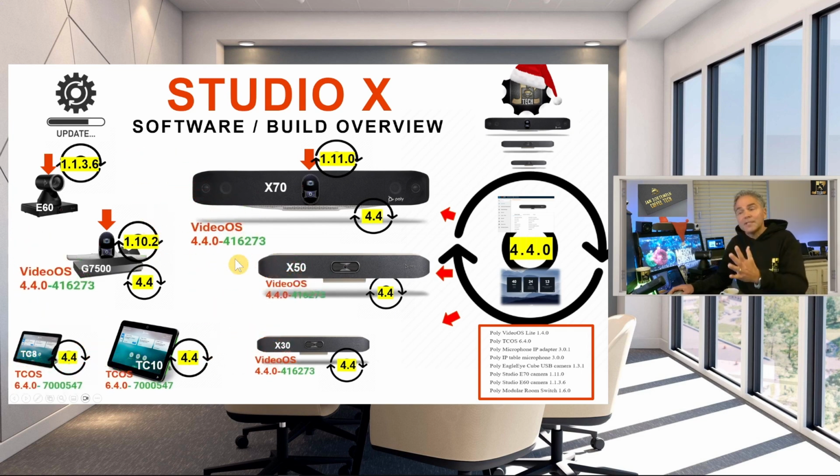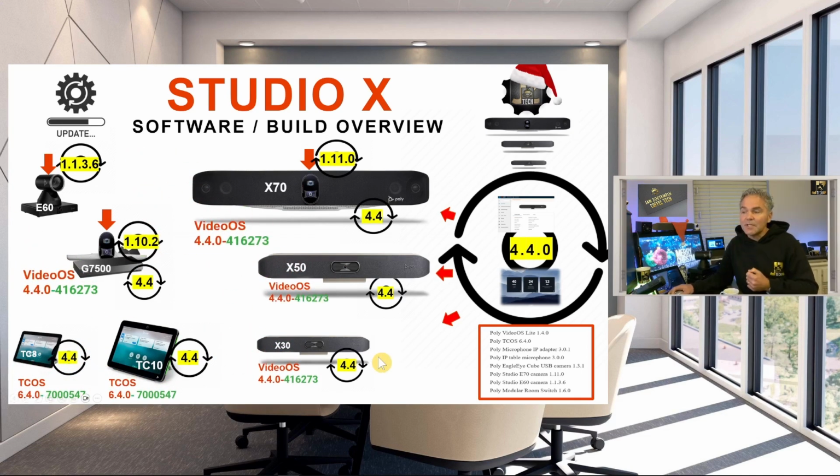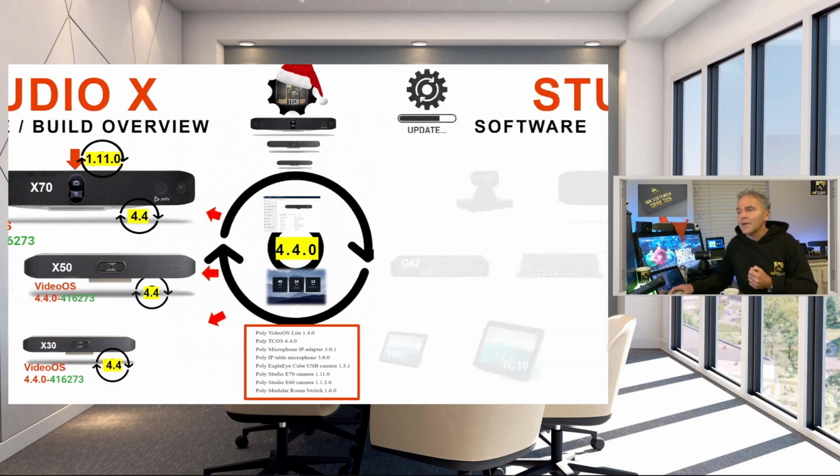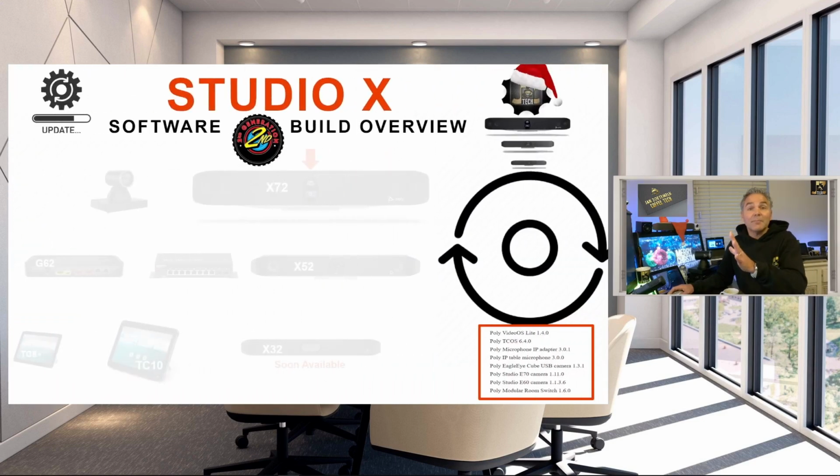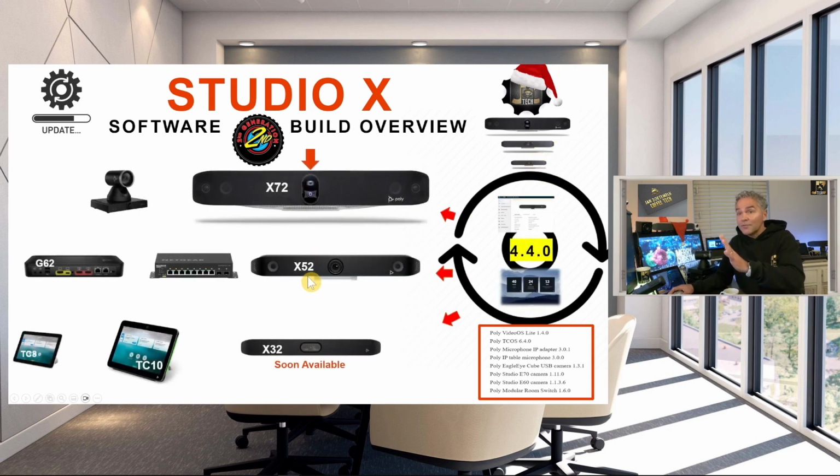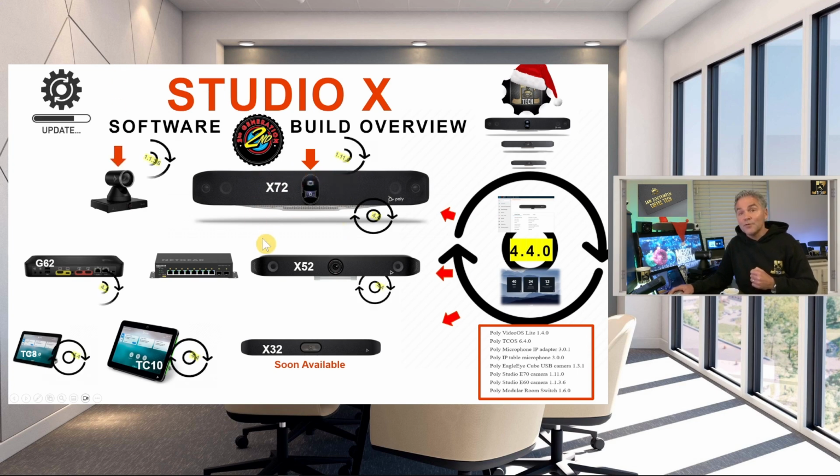Now, looking at the specific builds, here you see a nice overview. I always get the question about what the generally available build is. So here you have a nice snapshot to compare with your own environment. Now, what about the second generation? Here you see the logo popping up. So 4.4 unlocks the X72 now with full functionality.